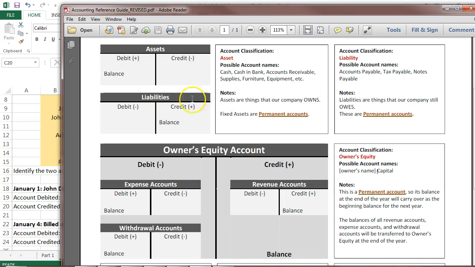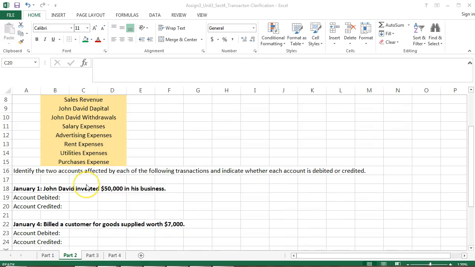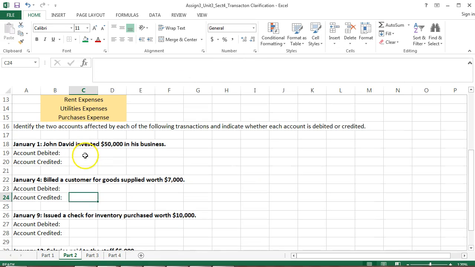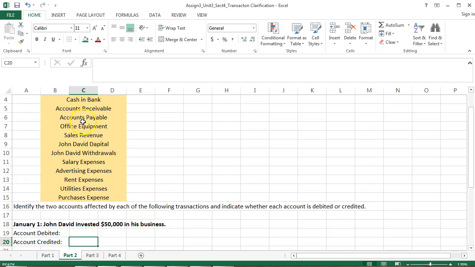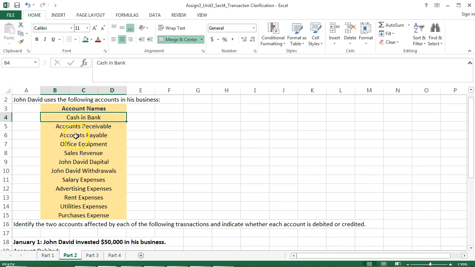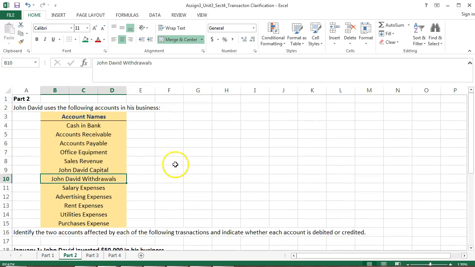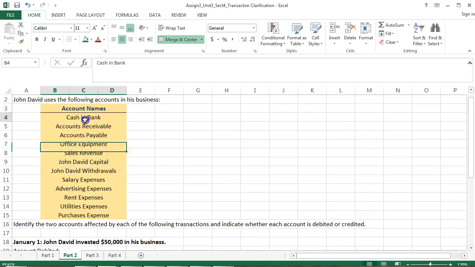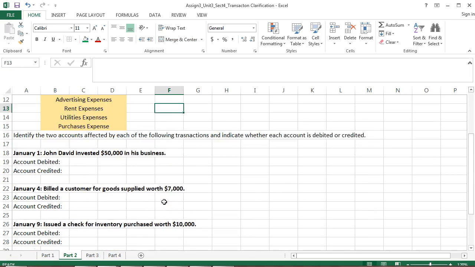So I'll let you determine the debits and credits for each of those. Make sure you're looking at your reference guide. All you have to do is determine which account is debited, which account is credited, and then type those names here. He's using cash and bank, so we have to use cash and bank. And his capital should be called John David Capital. That's the name of the capital account we'll be using. Make sure whenever you're listing an account that it comes from this list of account names here.